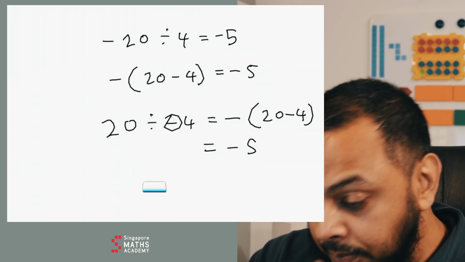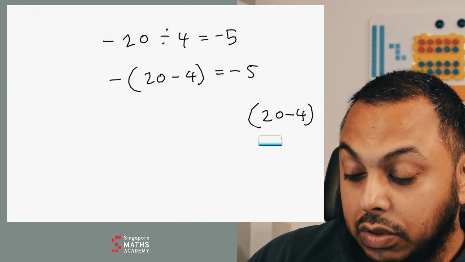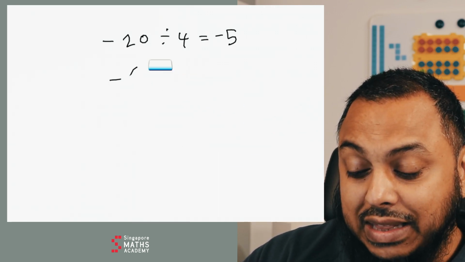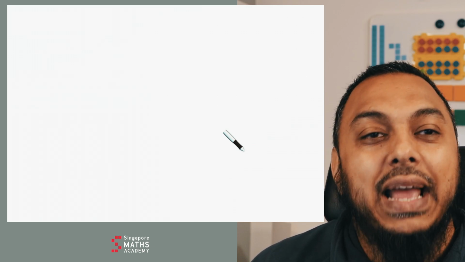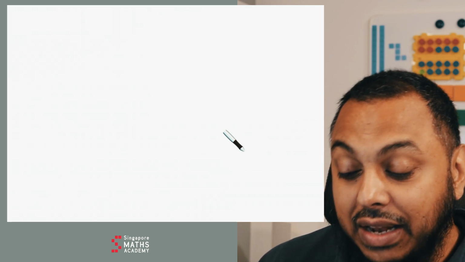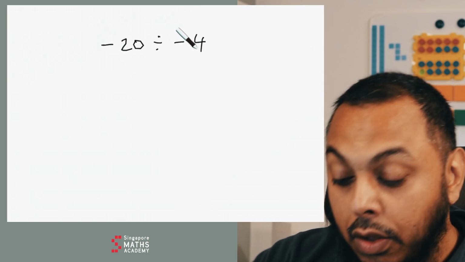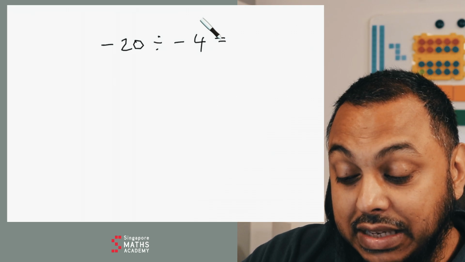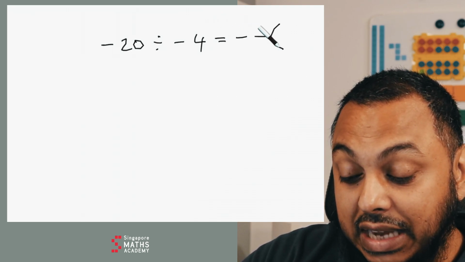What about if it's dividing a negative by a negative? So similarly, if we think about the fact that the negative of a negative is going to be a positive, or a negative of a positive is going to be a negative. If we have that in our mind, we've got -20 divided by -4. What we're saying here again is that we're going to find the negative of the negative of 20 divided by 4.